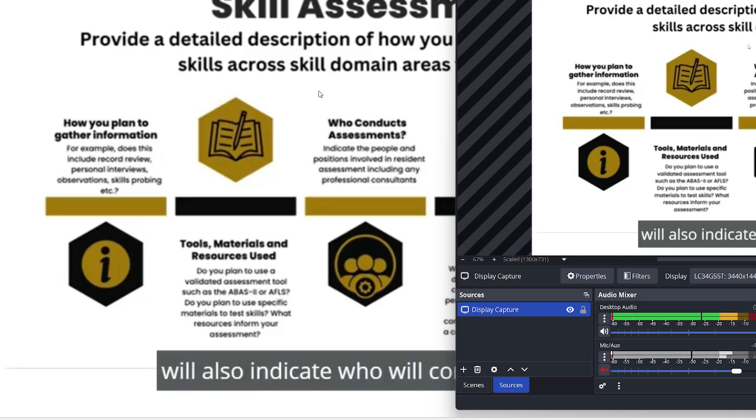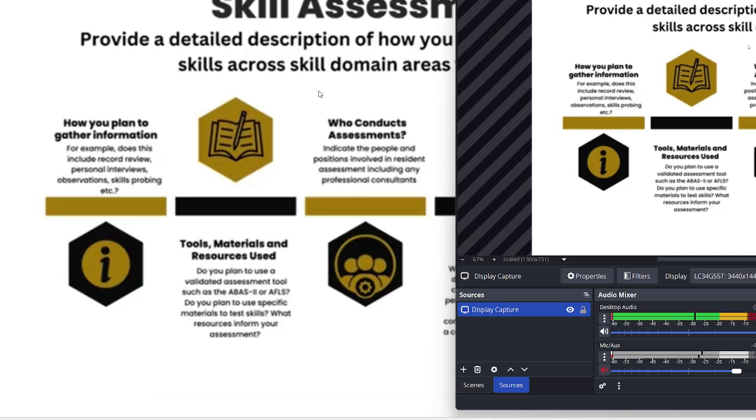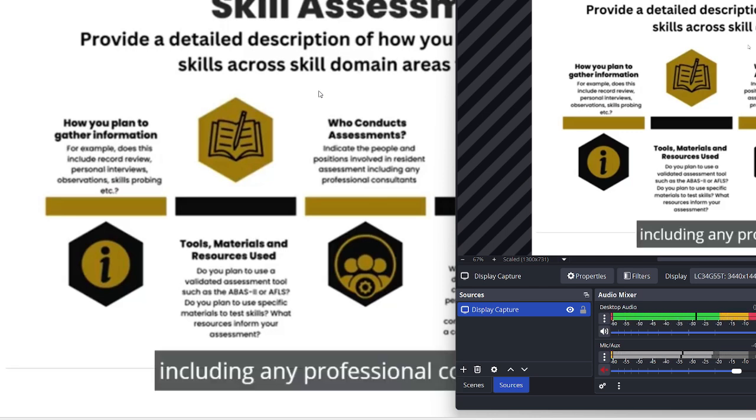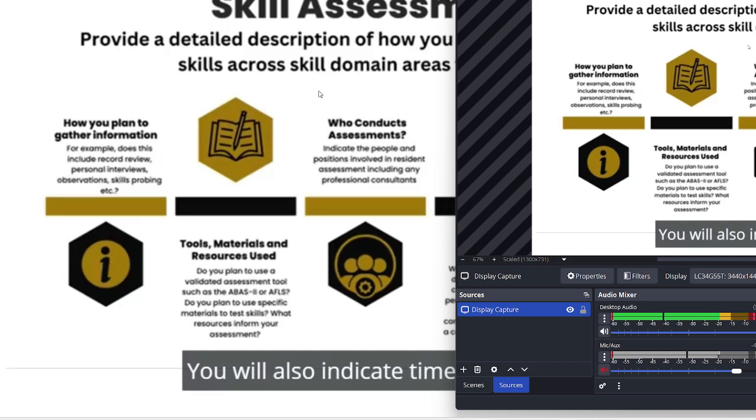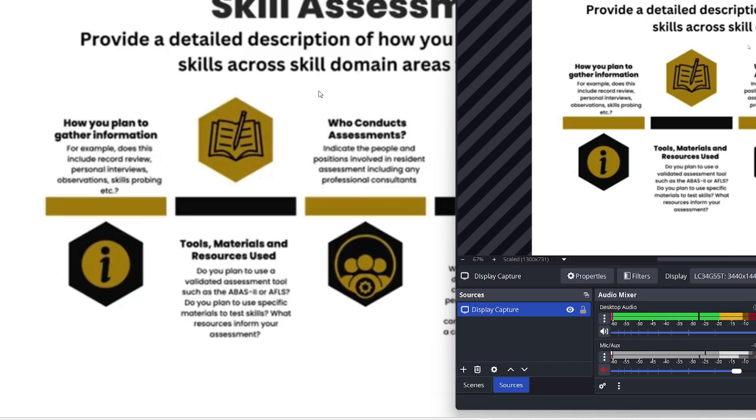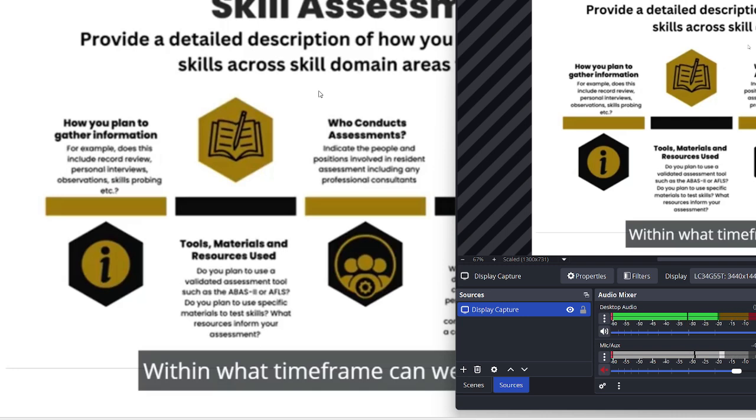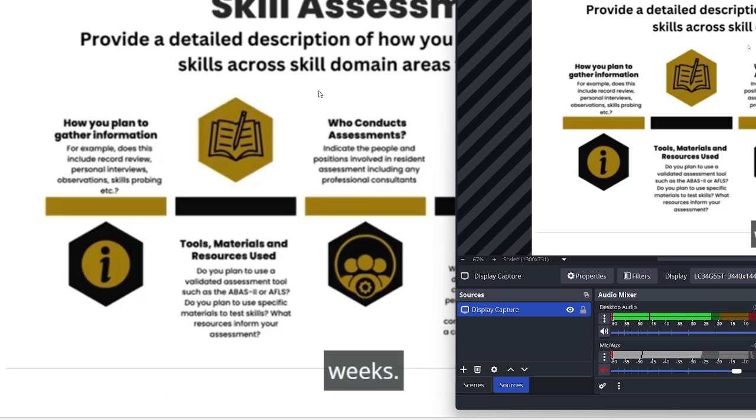You will also indicate who will conduct your assessments. Who are the people involved, including any professional consultants. You will also indicate timelines for completion of assessments. Within what time frame can we expect that different assessments will be completed? For example, perhaps the initial screening assessment will be completed in 1 to 2 days or 1 week, whereas a complete skills assessment may take 2 to 4 weeks.